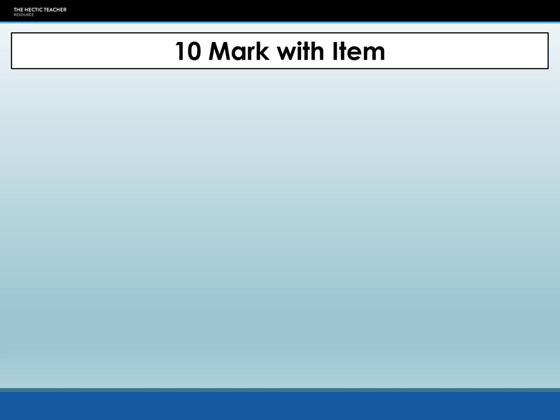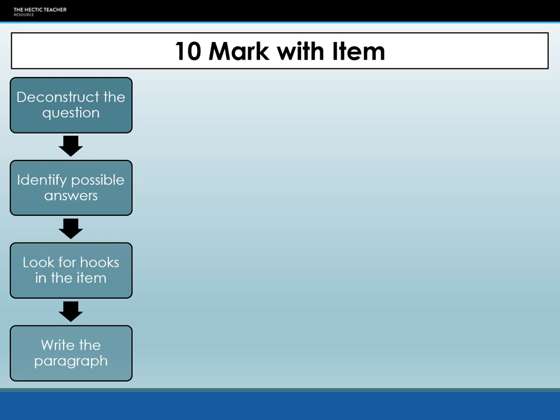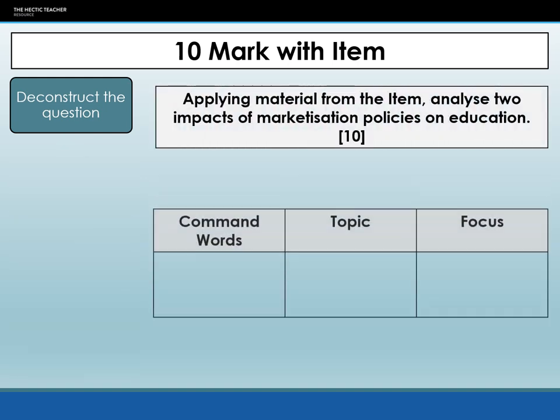Just as a reminder to take you through the process of planning this question, the first thing we're going to do is deconstruct the question, making sure that we understand exactly what we're being asked to do. We then identify possible answers, just like we would with a 10 marker that doesn't have an item. Once we've got those possible answers, we can look for the hooks in the items, because remember, we can't find hooks if we don't know what we're looking for. And then I'll take you through a model paragraph. Just a reminder again, you do need to write your own paragraph after you have completed the plan for the 10 marker. So we're going to deconstruct the question first of all.